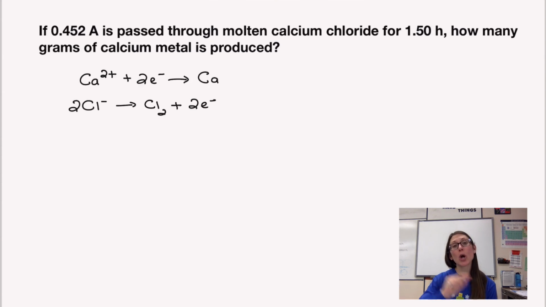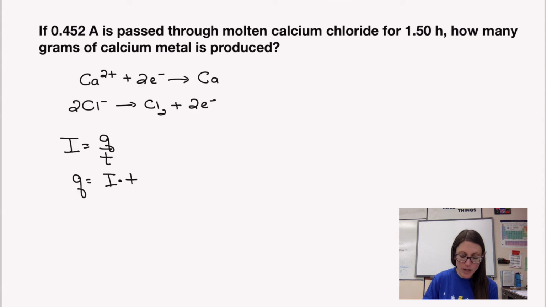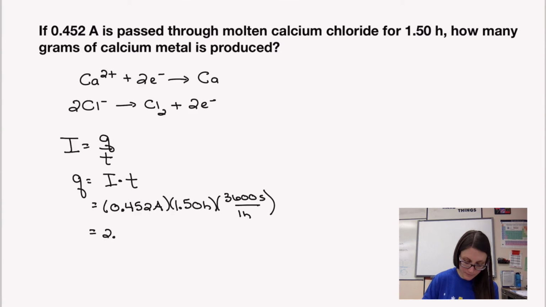Okay, so we have an equation that we're ultimately going to use, but first let's figure out how much charge we're going to send through this system. We'll start with the equation I equals Q over T, but since what I want to solve for is the charge, I'll take the current and multiply it by the time. Remember that time's in seconds. You're going to have to do a little conversion here. What I find is that 2.44 times 10 to the third coulombs of charge flow.